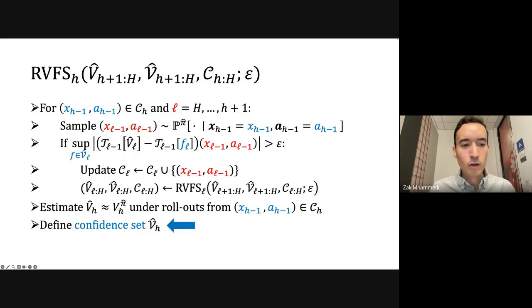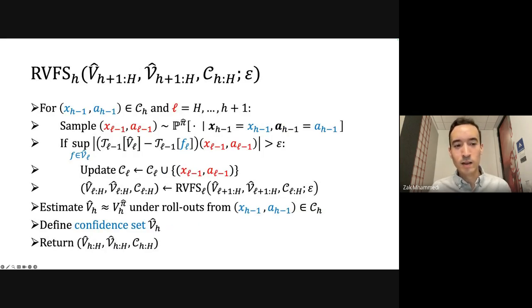Okay, so we are here now. This is just the final step, where the algorithm returns the updated estimated value functions and confidence sets. So to come back to Gergely's question at the beginning, when I said policies induced by pi: here, this is RVFS for layer H, but the first RVFS that you're going to call is RVFS at layer 1, which is going to call the subsequent RVFS.